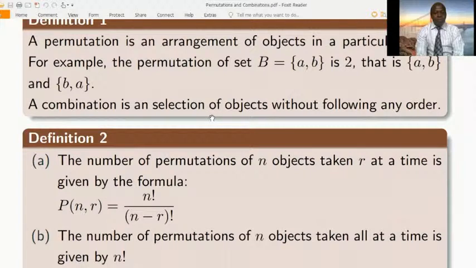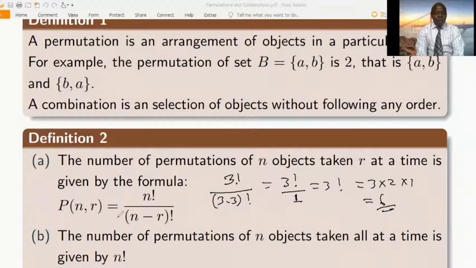Now, in the example that we've just done, I had 3 objects, and I was arranging 3 at a time. So the question is, how many permutations? I will say 3 factorial divided by 3 minus 3 factorial. But this is just the same as 3 factorial, since 0 factorial is 1. So this is 3 factorial, which is 3 times 2 times 1, which is 6. So this is how I'm able to tell the number of permutations.